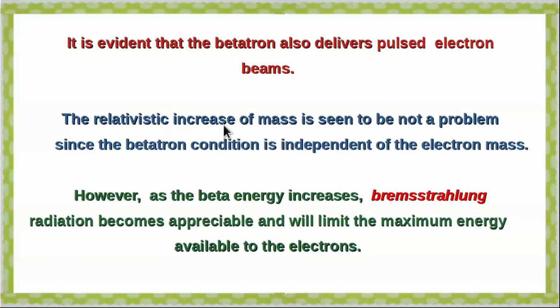Of course, the relativistic increase of mass is not a problem at all for the betatron, since the betatron condition is independent of the electron mass. So it automatically satisfies the constraint arising from the relativistic increase of mass. However, as the beta ray energy increases, Bremsstrahlung radiation becomes appreciable and it will limit the maximum energy available to the electrons. So that is one disadvantage of the betatron.